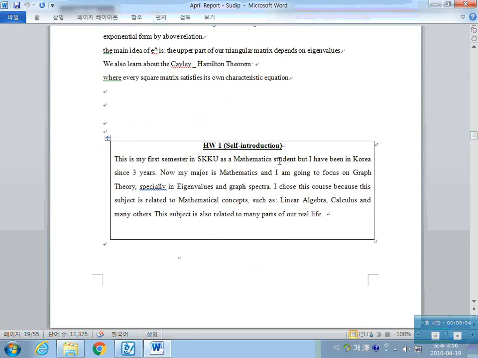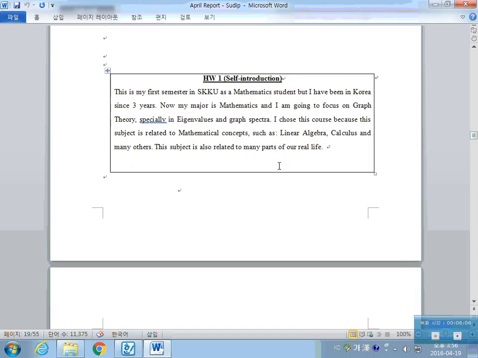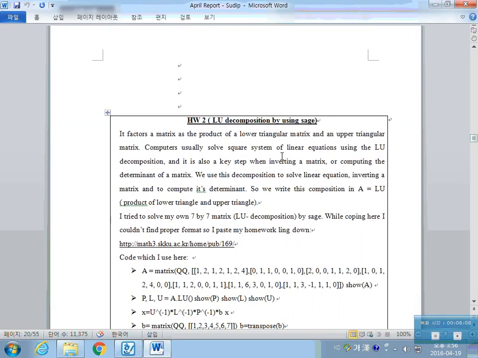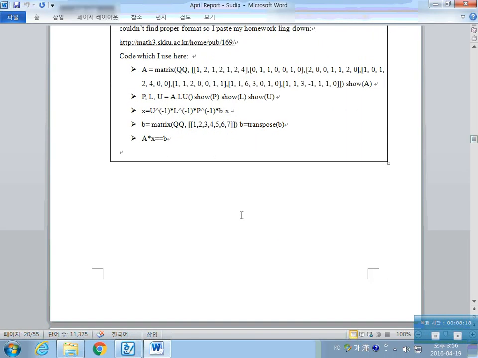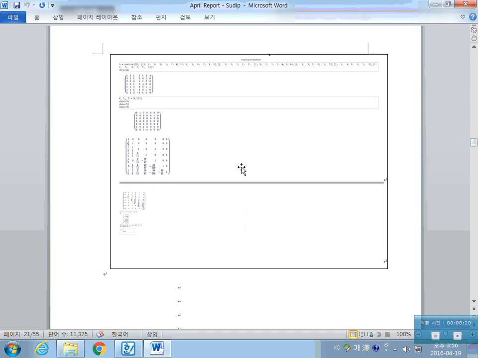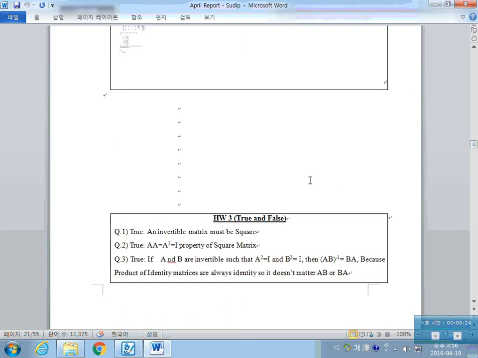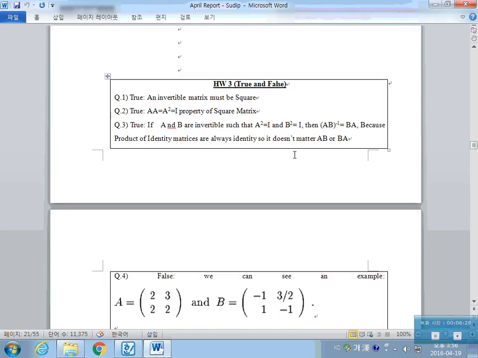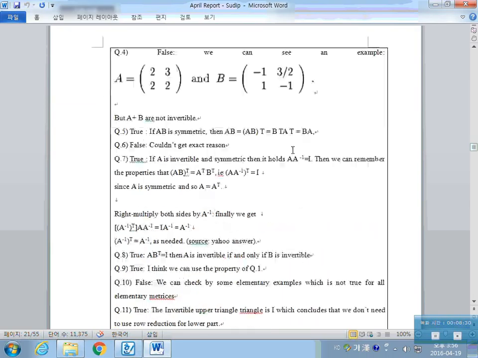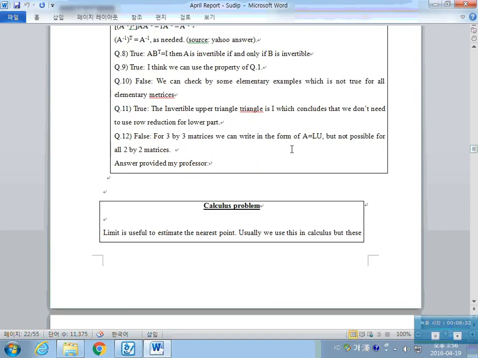And homework 1, self-introduction. Similarly, homework 2 is eigen decomposition. This is the website that we can go from here, and these are the codes that I used. I couldn't upload the file exactly, so I just did it this way. And the true and false questions that we did in second class, the professor also uploaded the answer, I have mentioned down.